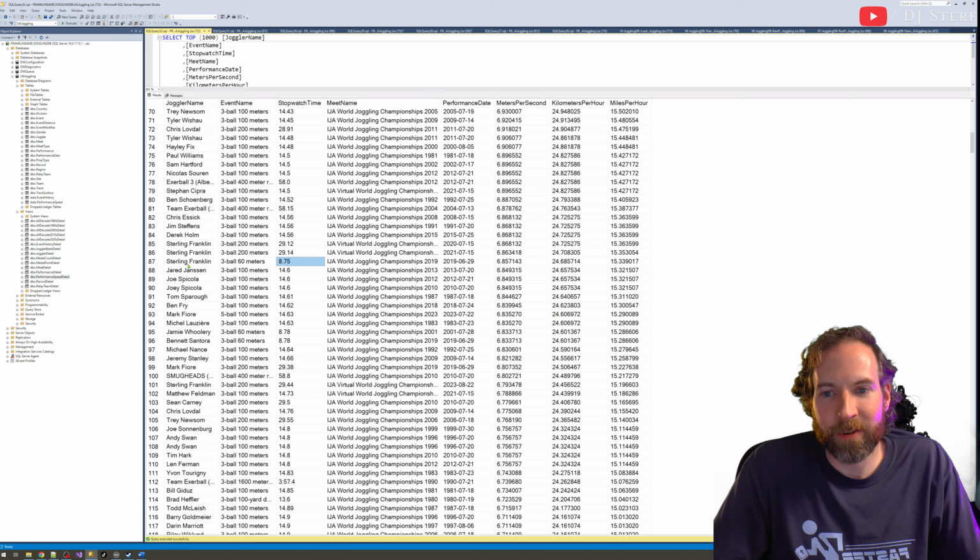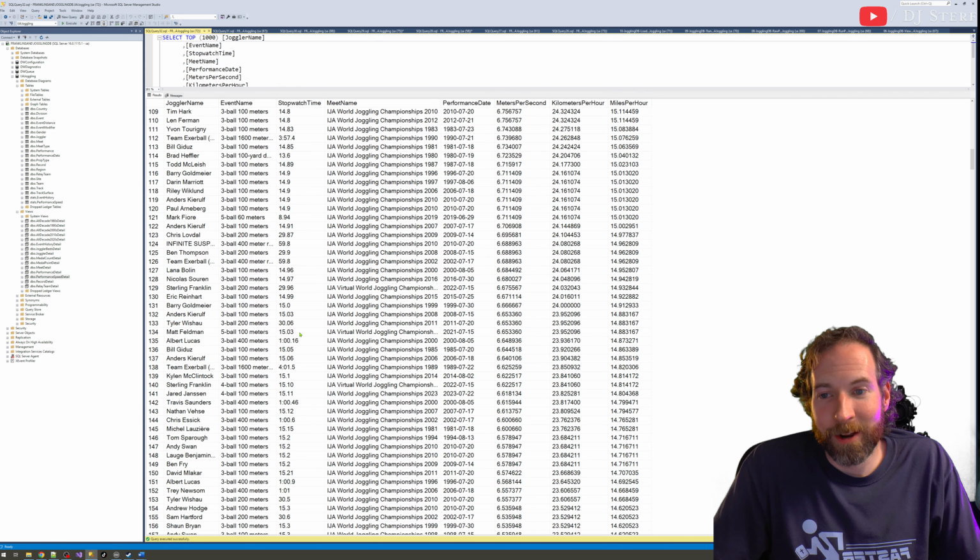3-ball 60, 8.75. I should probably redo that at some point, or maybe do that virtually so I could train and really get that time down. I know I could get that way down. We have a lot of really fast runners here.